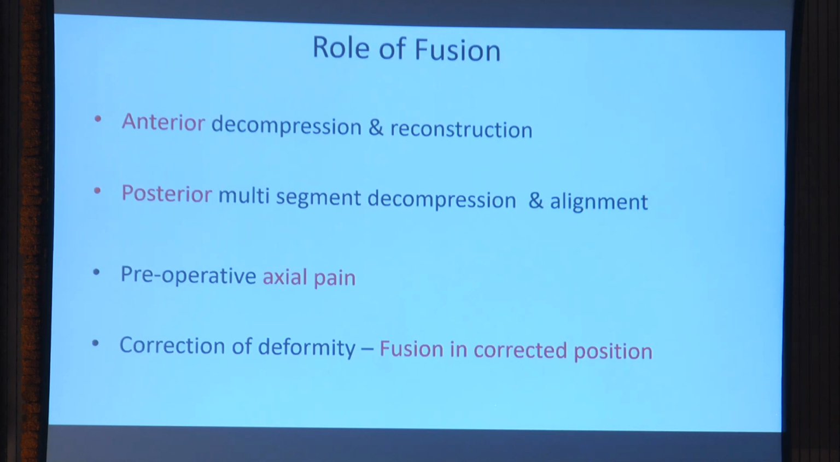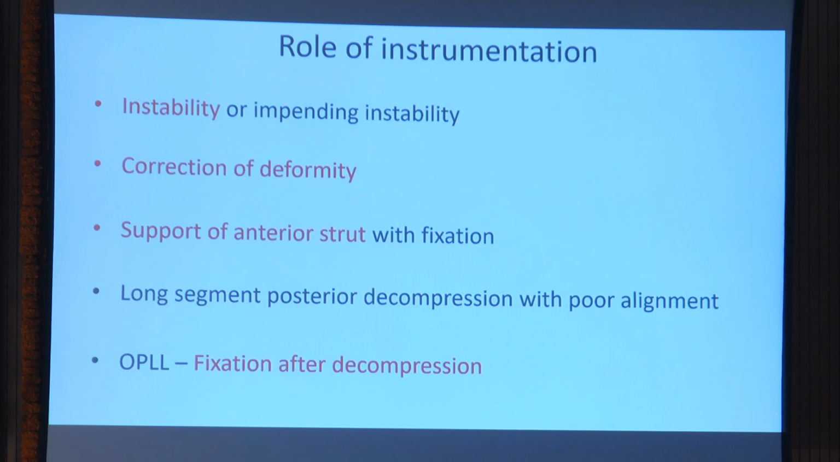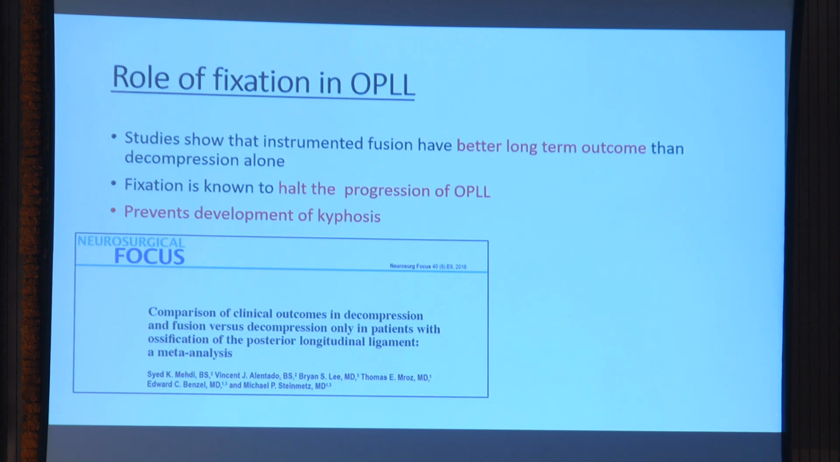The role of fusion: anterior fusion you do when you have done the anterior decompression and the reconstruction, and you fuse that area. Posterior multi-segment decompression and alignment, preoperative axial plane if the patient is having it, you should fuse that area. Correction of the deformity, again you combine this with fusion in corrected position. Role of instrumentation: if there is instability, or you wish to correct the deformity, or you support the anterior structure. Suppose we have done a long segment decompression, you should stabilize it, this is important. And OPLL fixation after decompression should be tried. And there is a paper which actually supports all this.